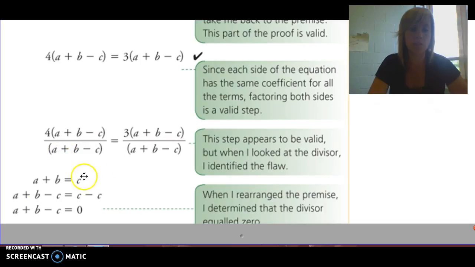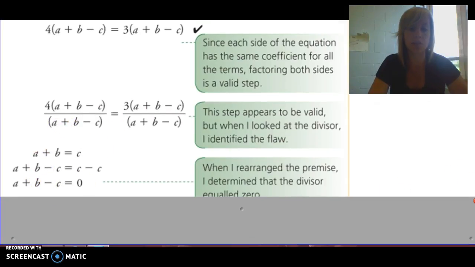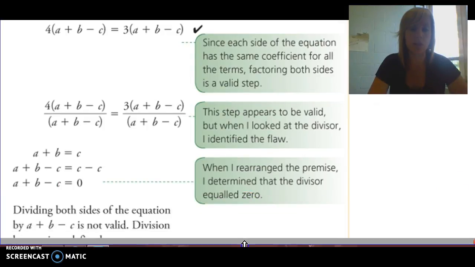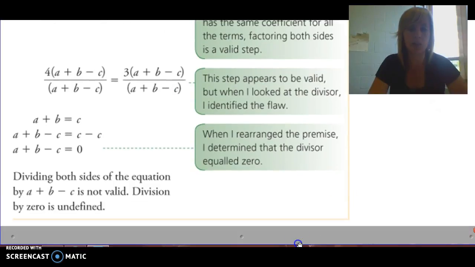You cannot divide by this because this statement is 0 and you are dividing by 0, therefore making the proof invalid. Because if A plus B equals C, if you subtract the C over, you have A plus B minus C equals 0. So this would mean if you're dividing by A plus B minus C, you're dividing by 0, which is not allowed. So making this proof invalid.